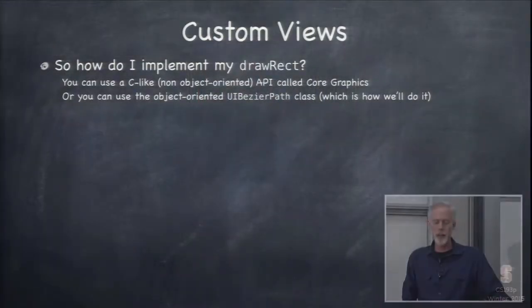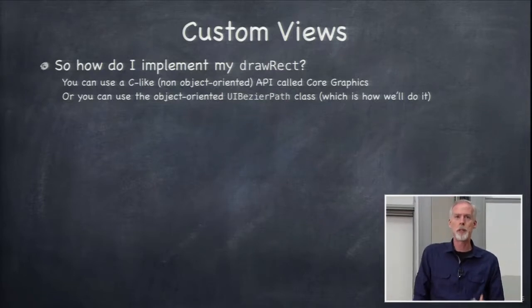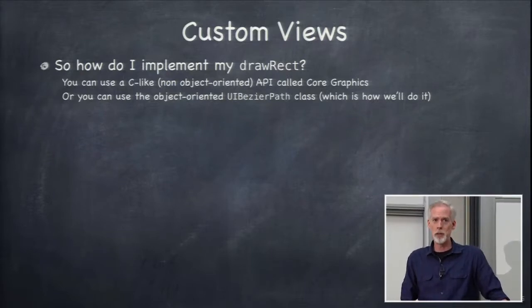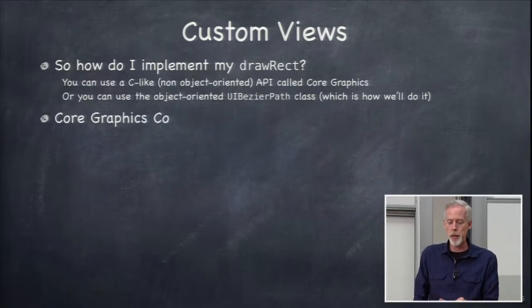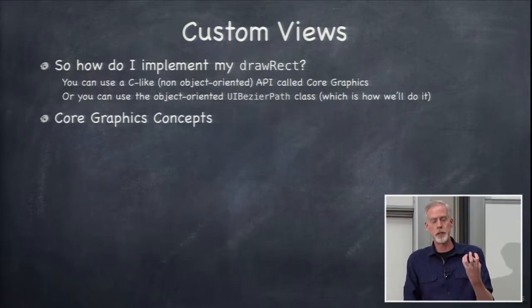All right. So how do you implement this all-powerful drawRect method? You can use kind of a C-like function-based API called Core Graphics. That's what it's all based on. Or you can use a nice object-oriented thing called UIBezierPath, which is what we're going to use because we like object-oriented. But since the underlying stuff, Core Graphics, is what UIBezierPath is built on, I'm going to explain a little bit about the concepts of Core Graphics, how one draws in Core Graphics.